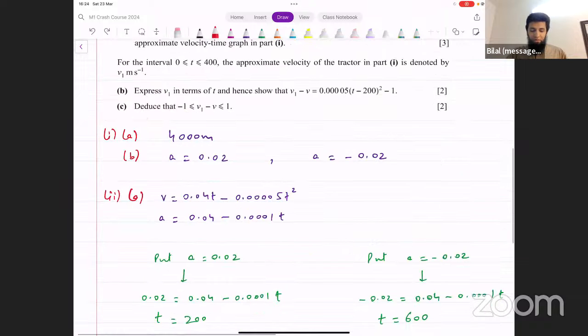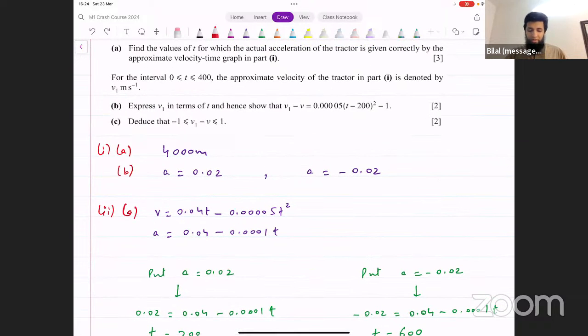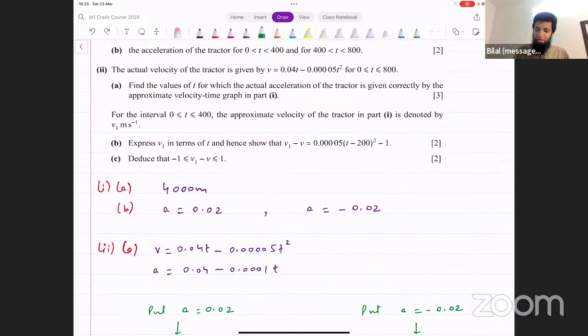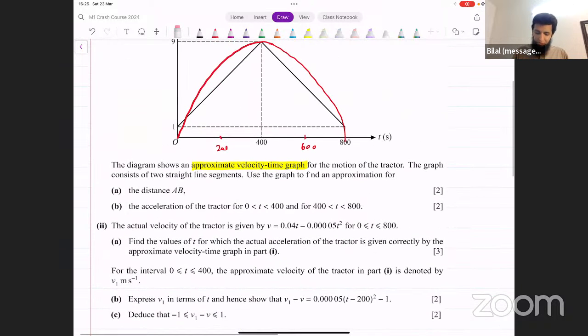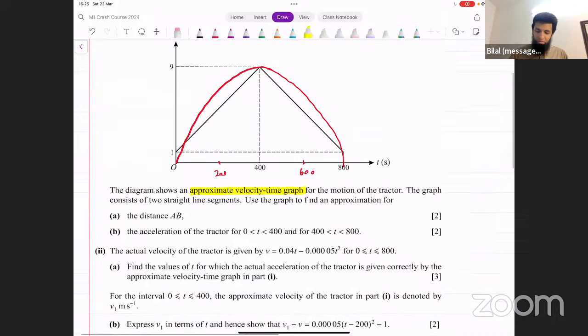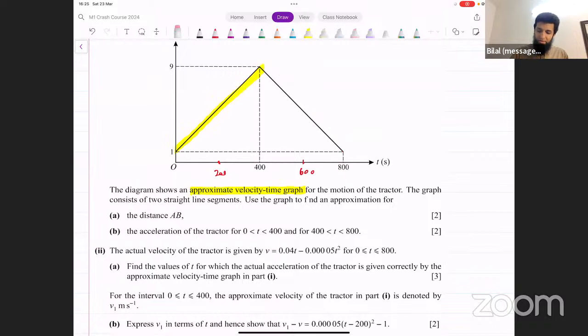It says for the interval from 0 to 400 seconds, the approximate velocity of the tractor in part 1 is denoted by v1 meters per second. Express v1 in terms of t and show that v1 minus v is equal to this. Now, for the first 400 seconds, they're saying the velocity is represented by v1. Now, what does that mean? This graph, the yellow graph, that is basically v1.